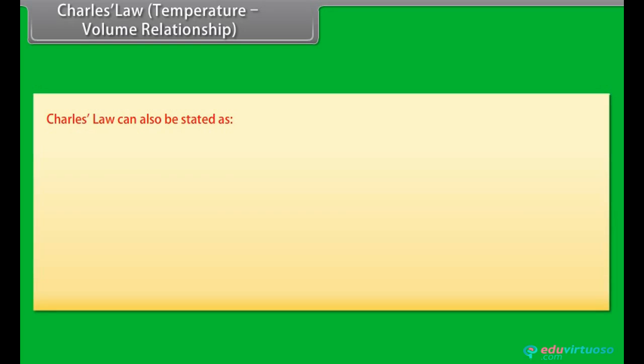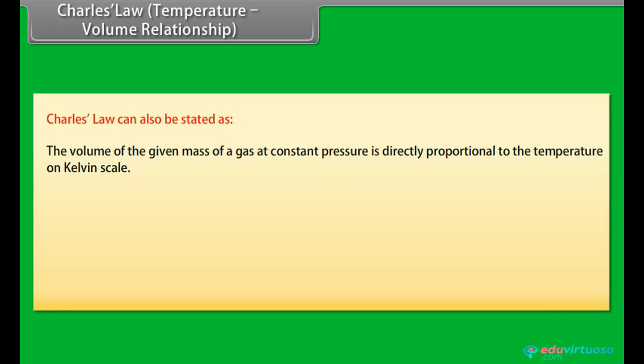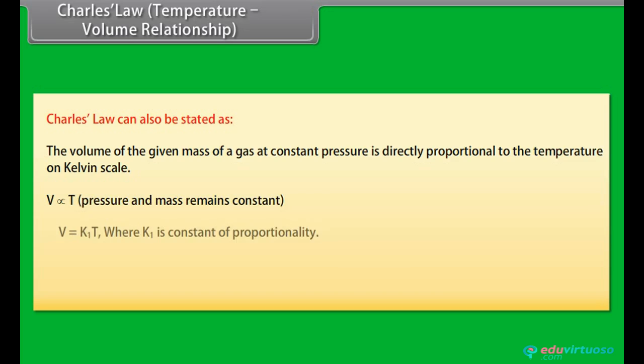Charles' law can also be stated as: the volume of a given mass of a gas at constant pressure is directly proportional to the temperature on the Kelvin scale. Volume is directly proportional to the temperature at constant pressure and mass. V is equal to K1 T, where K1 is the constant of proportionality.